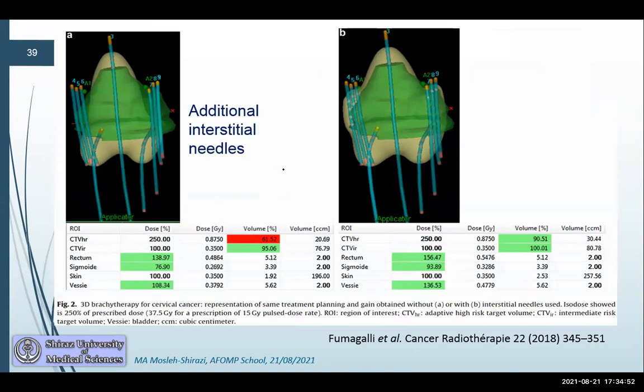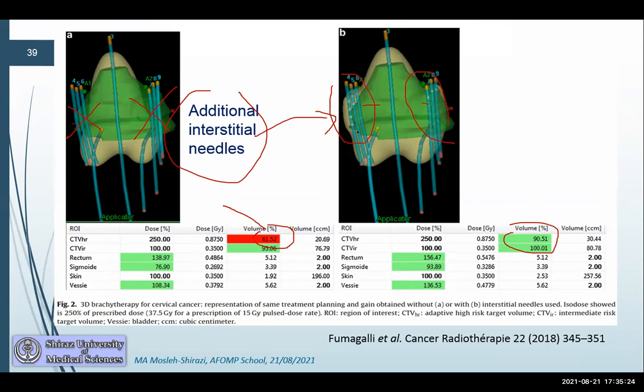Right, this is a case where you're comparing whether you had these or not. This is the case that you didn't have these interstitial needles, and with interstitial needles it's actually this case. You have the high-risk CTV in this case getting about 65%, whereas in this case you have a much better situation of 90%. So these areas are better covered because you had some lateral extension of the target here.